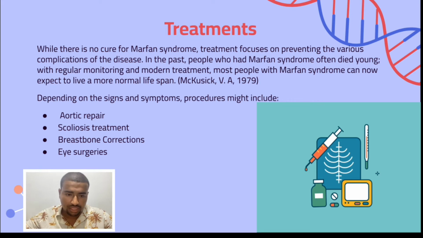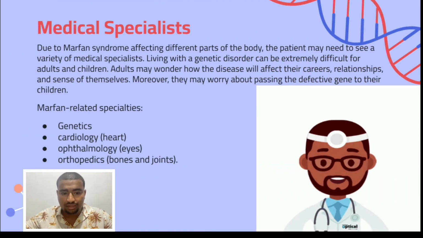Eye surgeries. If part of the retina has torn or comes loose from the back of the eye, surgical repair is usually successful. If the patient has a cataract, the clouded lens can be replaced with an artificial lens. I will now speak about medical specialists. Due to Marfan syndrome affecting different parts of the body, the patient may need to see a variety of medical specialists. Living with a genetic disorder can be extremely difficult for adults and children.